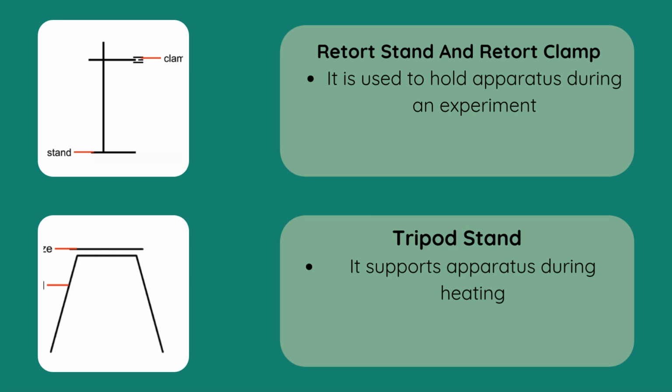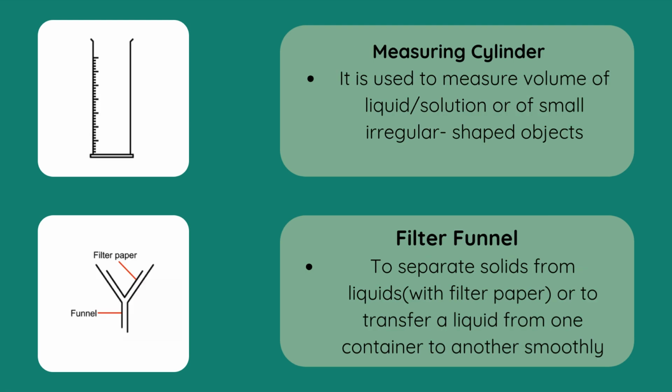On top of the tripod stand, there's a line. That line is the wire gauze. It usually comes in multiple sizes. It supports apparatus during heating. Now, we have the measuring cylinder. The measuring cylinder is used to measure volume of liquid or solution or small irregular shaped objects. This is usually used in the volume experimentations.